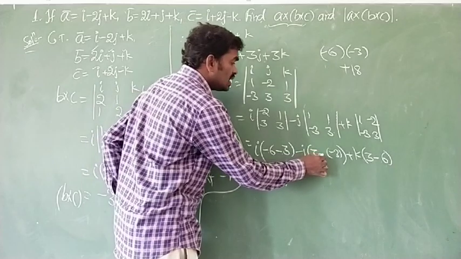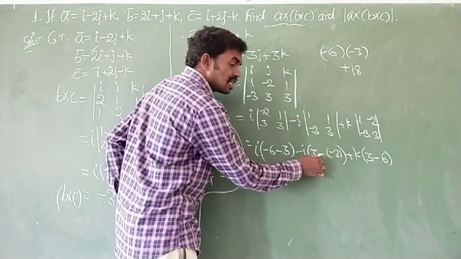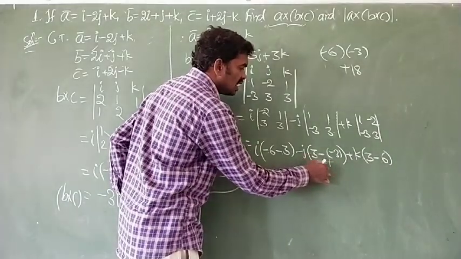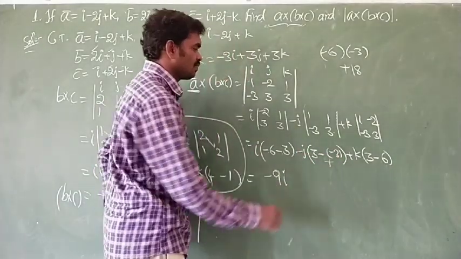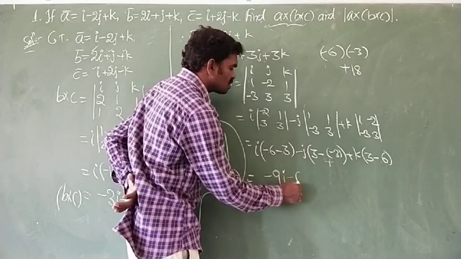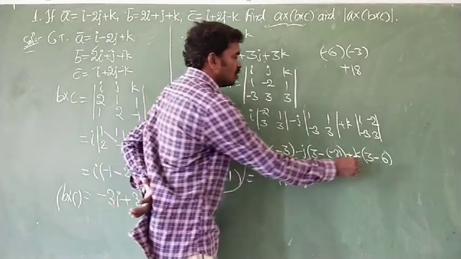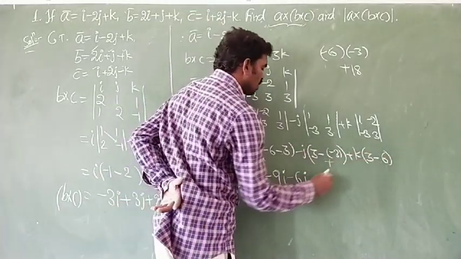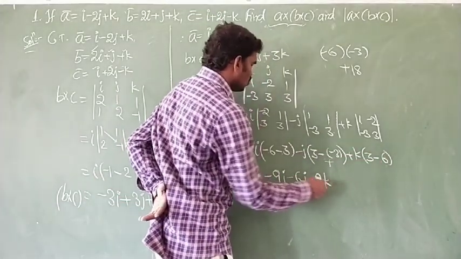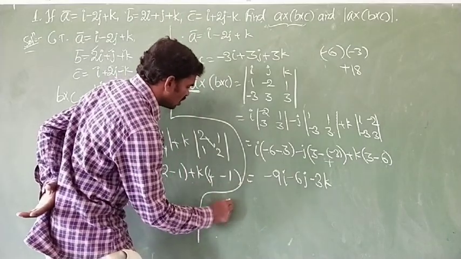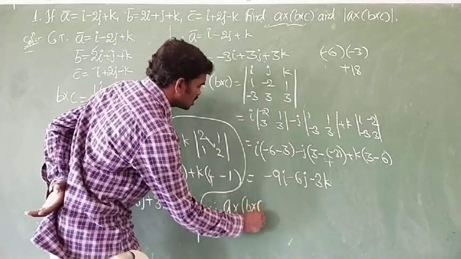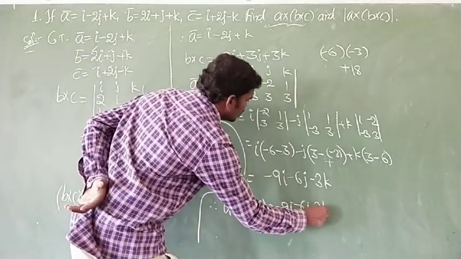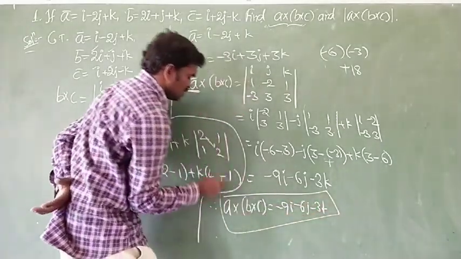Next, here bracket is there in between minus and minus, so minus into minus plus, it becomes plus 3 plus 3, 6. So already it is minus j, so it becomes minus 6j. Next, 3 minus 6, one is plus, one is minus, do subtraction, we get minus 3k. Therefore A cross B cross C is equal to minus 9i minus 6j minus 3k. So this is our answer.